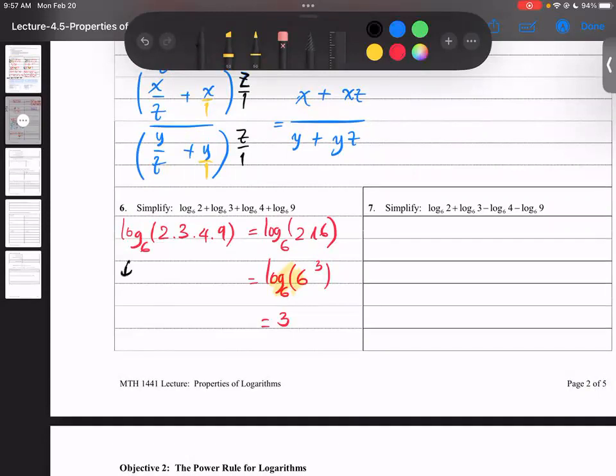So log base 2, 3, 4, 9. I'm going to write it out, so 2 times 3 is 6, right? The 4 I'm going to split into 2 times 2. The 9 I'm going to split into 3 times 3. So 6, another 6, another 6. So I have three 6s, right? So that's how I did it back then, but now you guys have calculators.